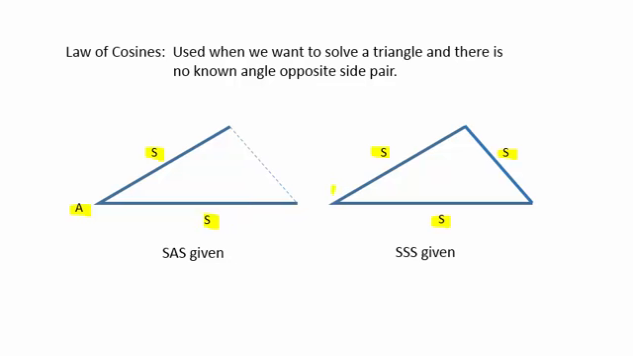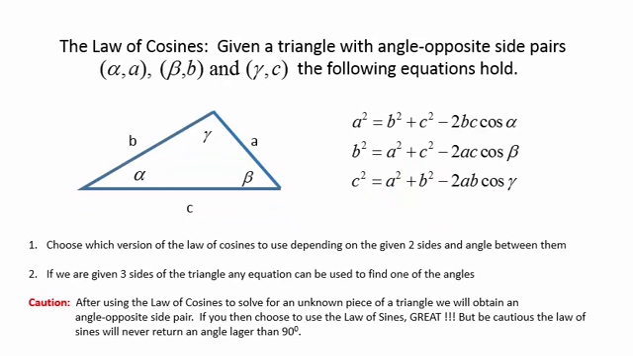In either scenario, notice that we do not have an angle opposite side pair, so we could not use the law of sines. We'll be using the law of cosines. So what exactly does the law of cosines say? The law of cosines says that if we're given a triangle with angle opposite side pairs, alpha A, beta B, and gamma C, then the following equations hold. Notice there are three versions of the law of cosines that we can use depending on which information is given.